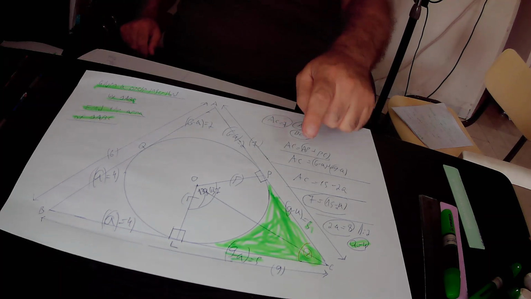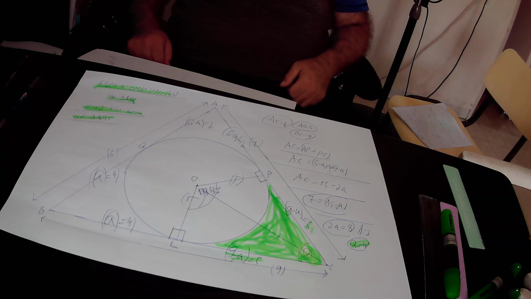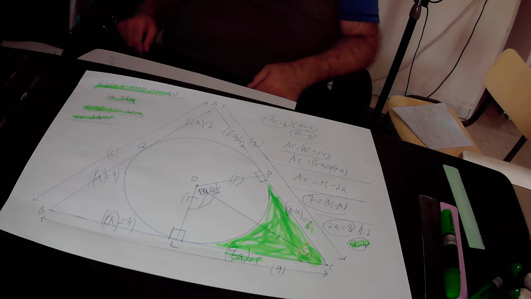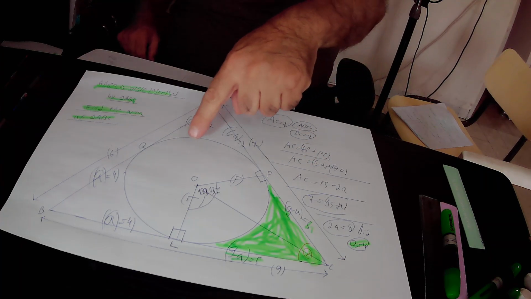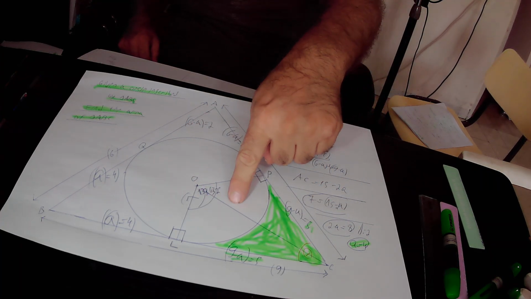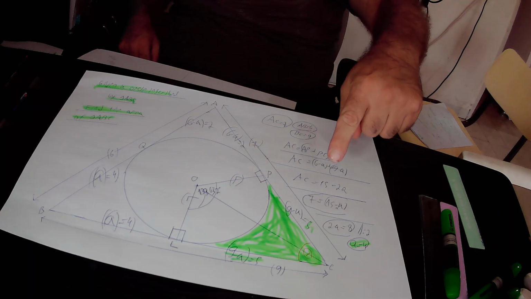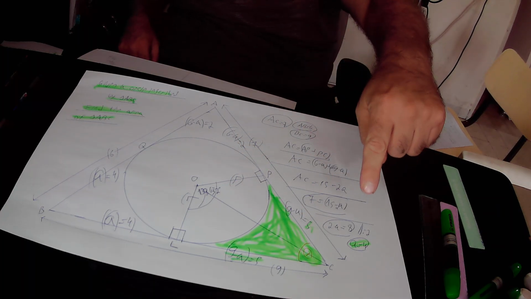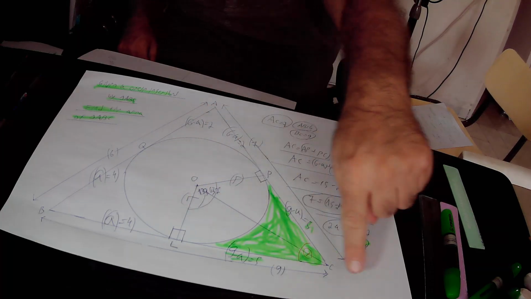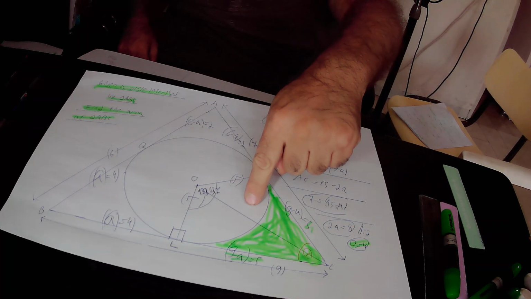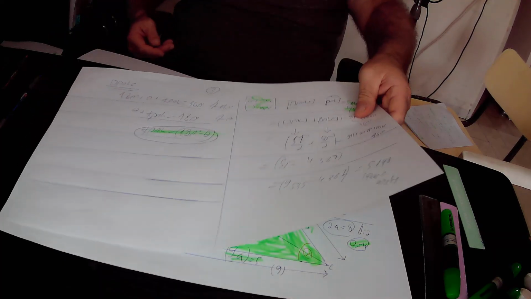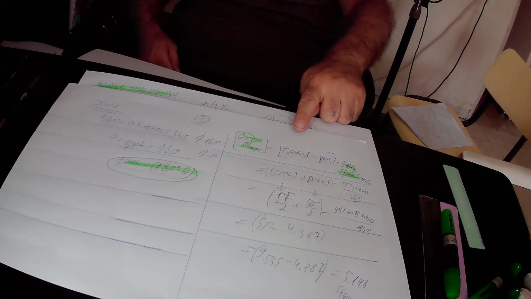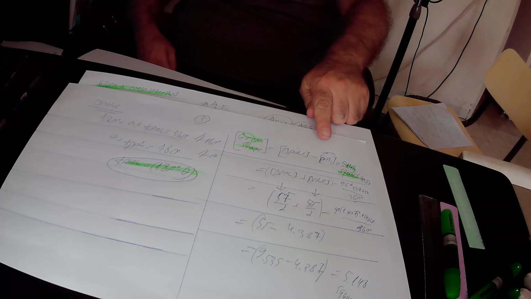Our task is to find out the area of this green shape. What is the area of this green shape? From the drawing, it is very easy to see that the area of this green shape in total equals the area of quadrangle POLC minus the area of this sector POL. Again, the area of the green shape equals the area of quadrangle POLC minus the area of sector POL.